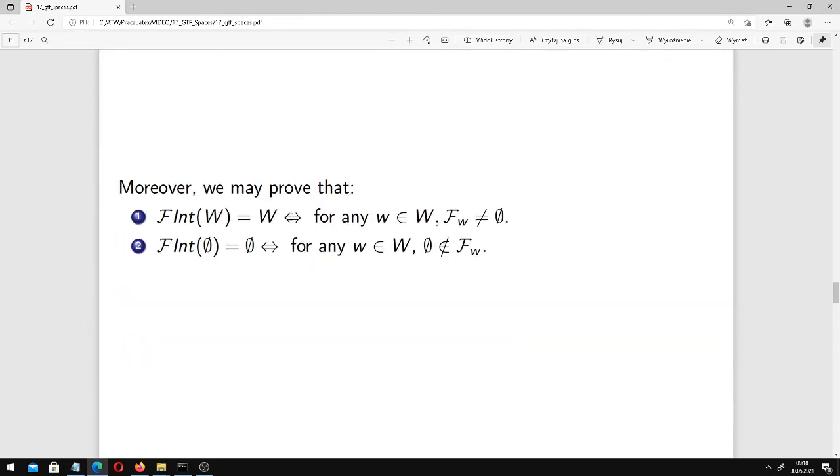Moreover, we may prove that the F-interior of W, the whole universe, is equal to this whole universe if and only if for any element its family F is not empty, so it contains some sets. And moreover, the F-interior of the empty set is the empty set, just like in the case of typical interiors, if and only if for any element the empty set does not belong to F(w).